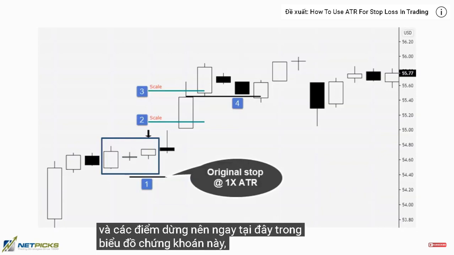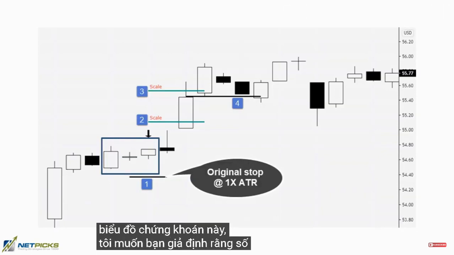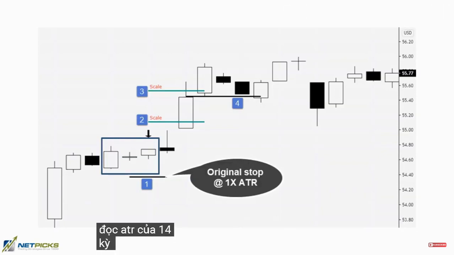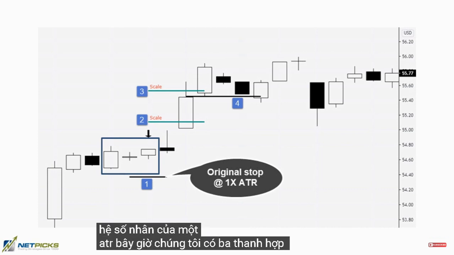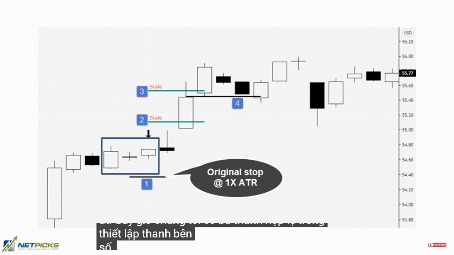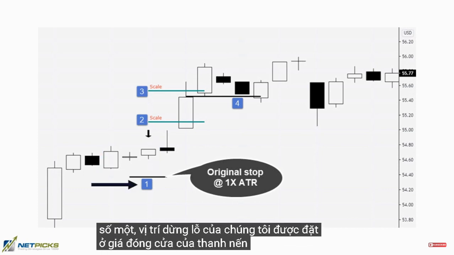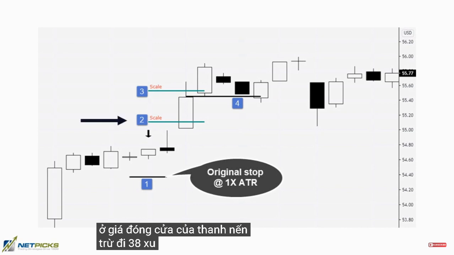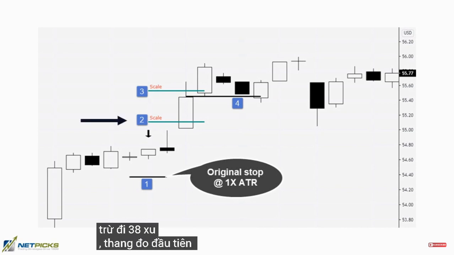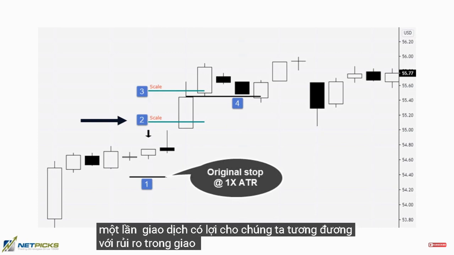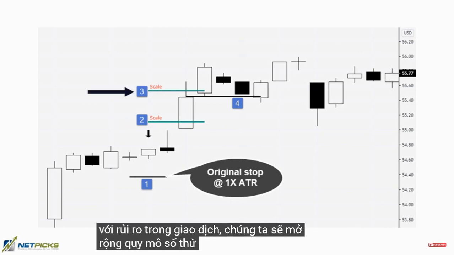So right here in this stock chart, I want you to assume that the ATR reading of 14 periods is 0.38, okay, 38 cents, and we're going to use a multiplier of 1 ATR. Now we have a valid 3-bar inside bar setup. Number 1, our stop loss location is set at the closing price of the candlestick minus 38 cents. Number 2, the first scale out is 1R: once that trade goes in our favor equal to the risk on the trade, we're going to scale out a third.